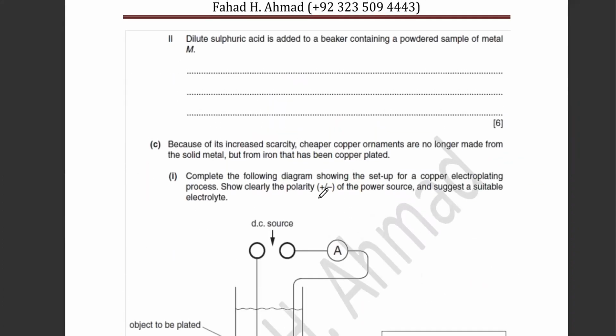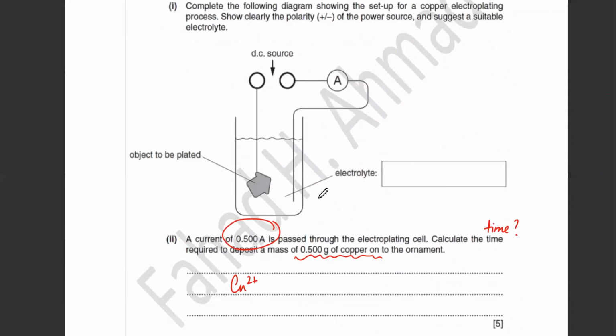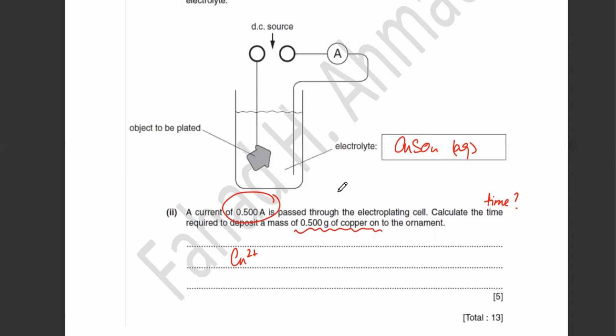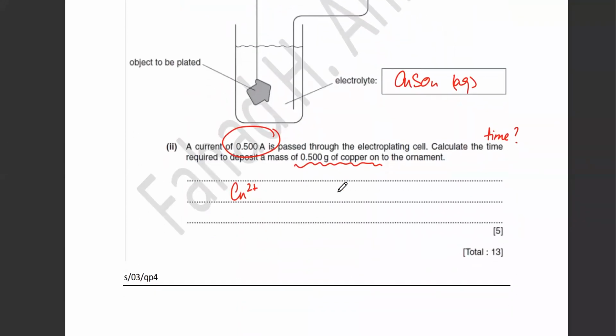Complete the following diagram to show how electroplating happens. So the electrolyte is going to be copper sulfate. Only then would copper get deposited, and it's going to be aqueous. And there's a DC source and so on. So copper 2 plus plus 2 electrons, it forms copper.